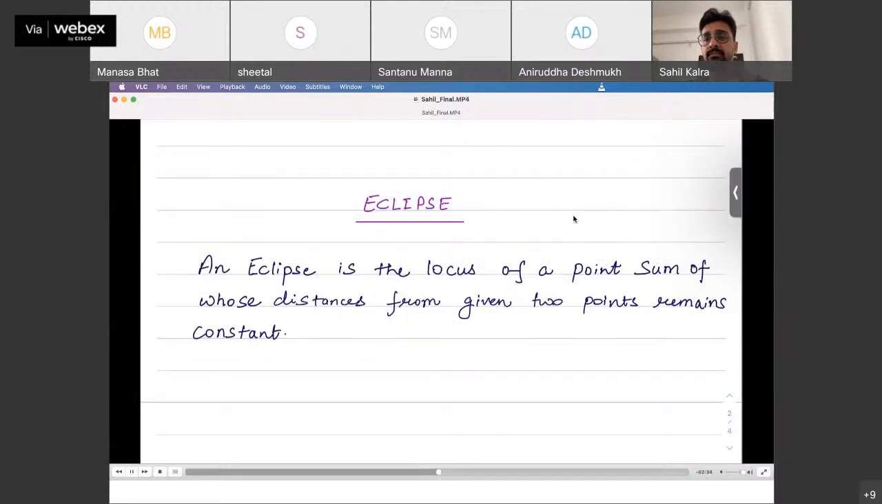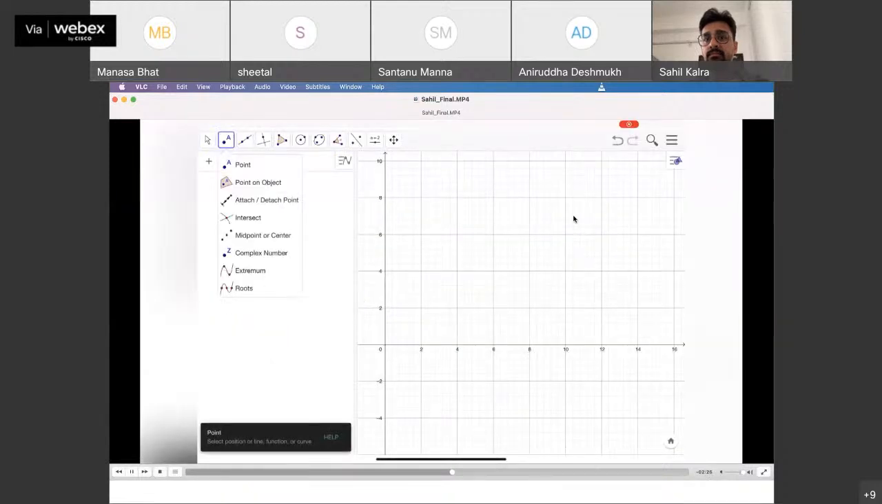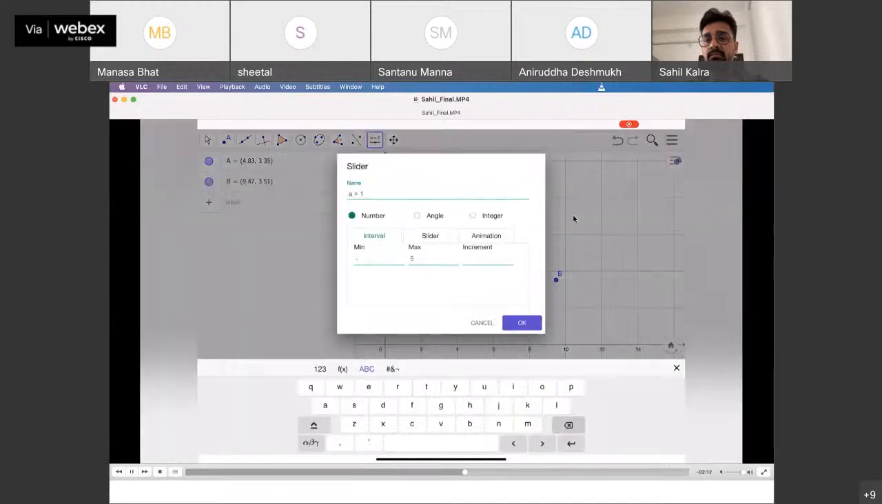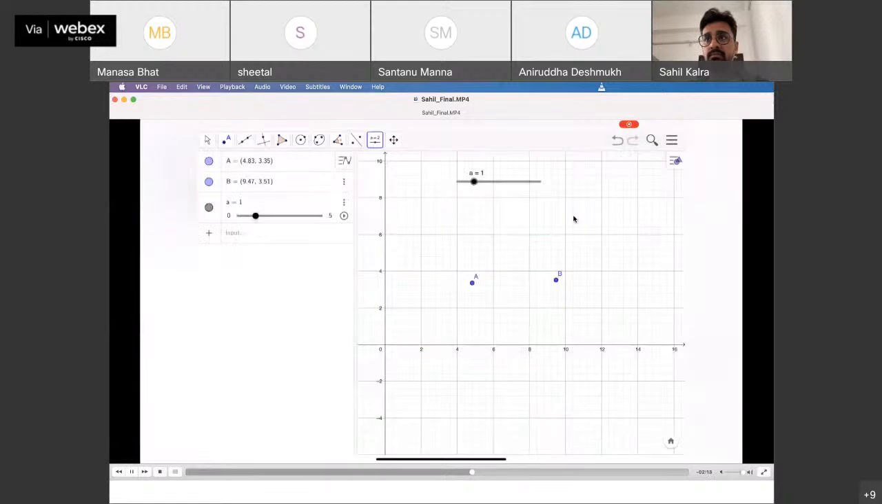Now, ellipse. An ellipse is the locus of a point, the sum of whose distances from two given points remains constant. To demonstrate this, what do we require? We require 2 points, say A and B. Also, we require a point C, say, such that the sum of whose distances from these 2 points A and B remains constant. So how will we collect those points? What will we do?